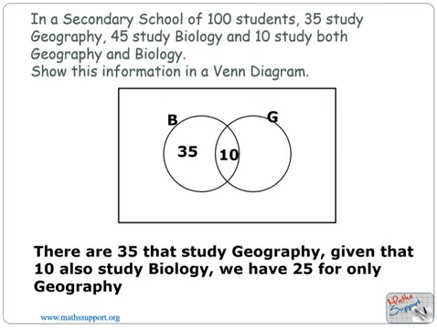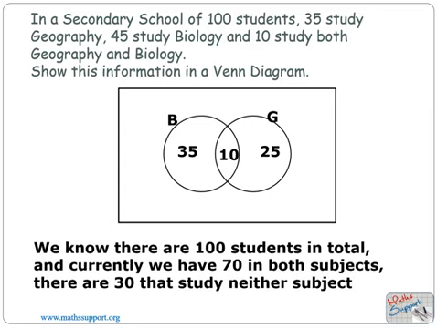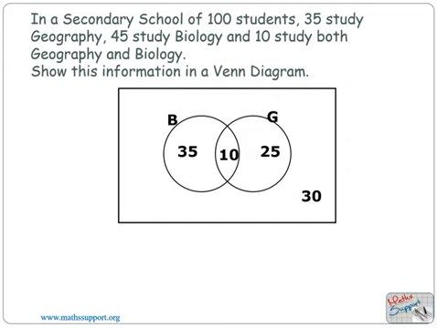So there are 35 that study geography, given that 10 also study biology. We have 25 for only geography. We know that there are 100 students in total, and currently we have 70 in both subjects. So that means there are 30 that study neither subject.